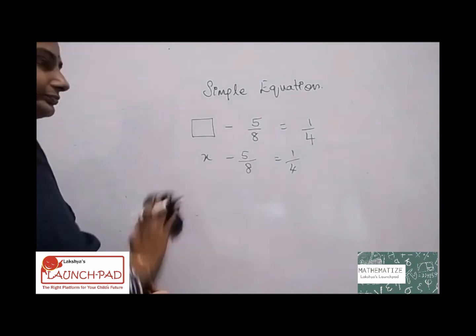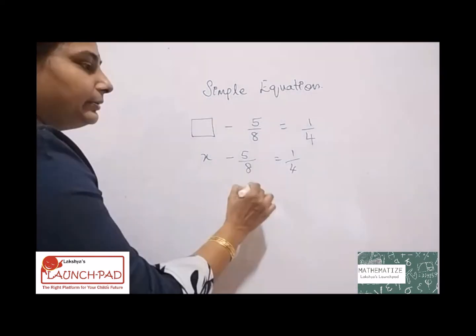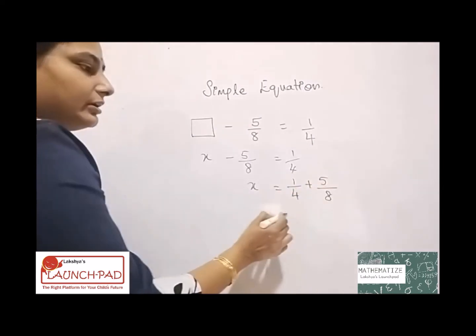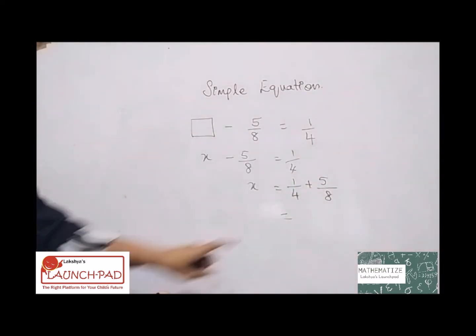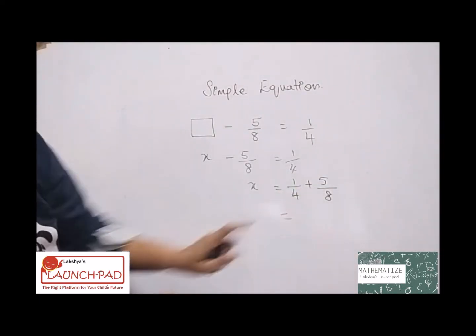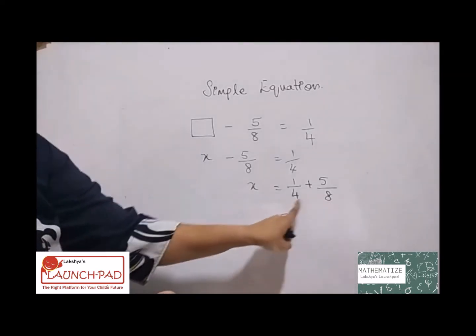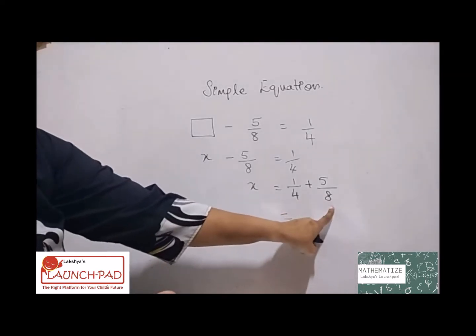Clear? Now, next step will be x is equal to 1 by 4 plus 5 by 8. Now, is it a like fraction? That means, is the denominator the same? No, ma'am. So it's an unlike fraction. 8 is a multiple of 4, so I can take 8 as the LCM.